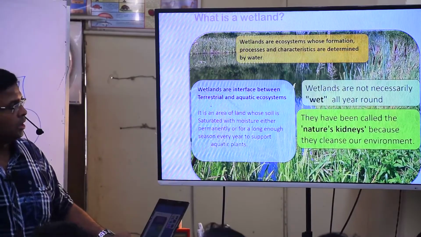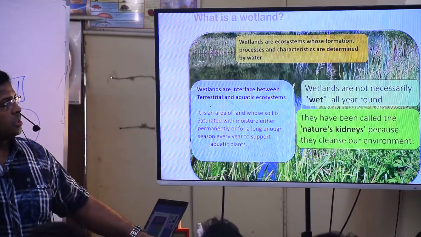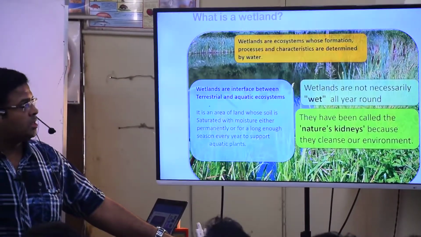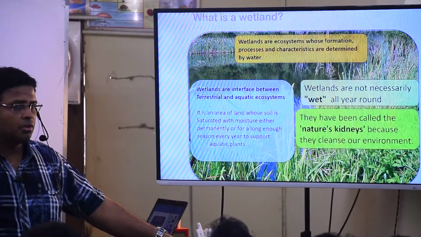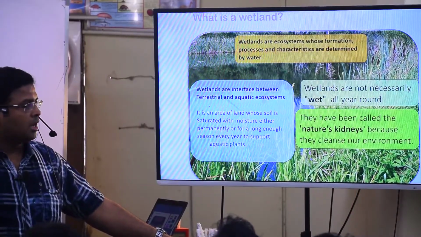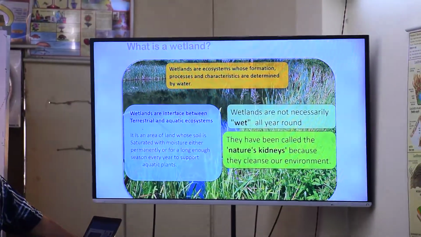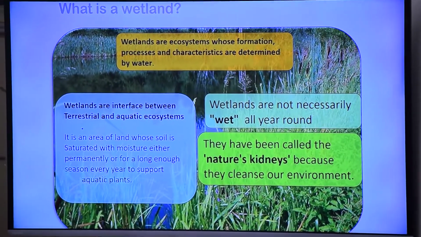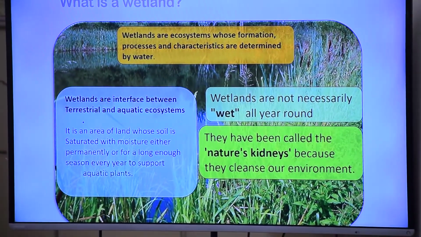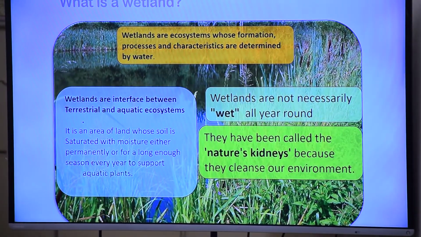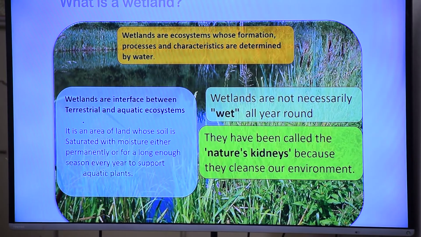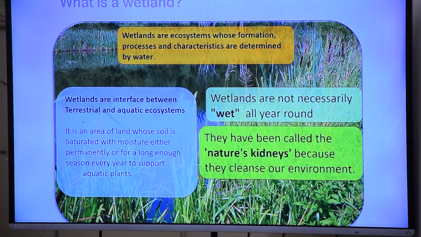I'll get into it. Wetlands are ecosystems whose formation and processes are determined by water. Wetlands are not necessarily wet throughout the year. They have been called nature's kidney because of cleansing the environment, especially polluted water. And wetlands are the interface between terrestrial as well as aquatic ecosystems. Understood it?